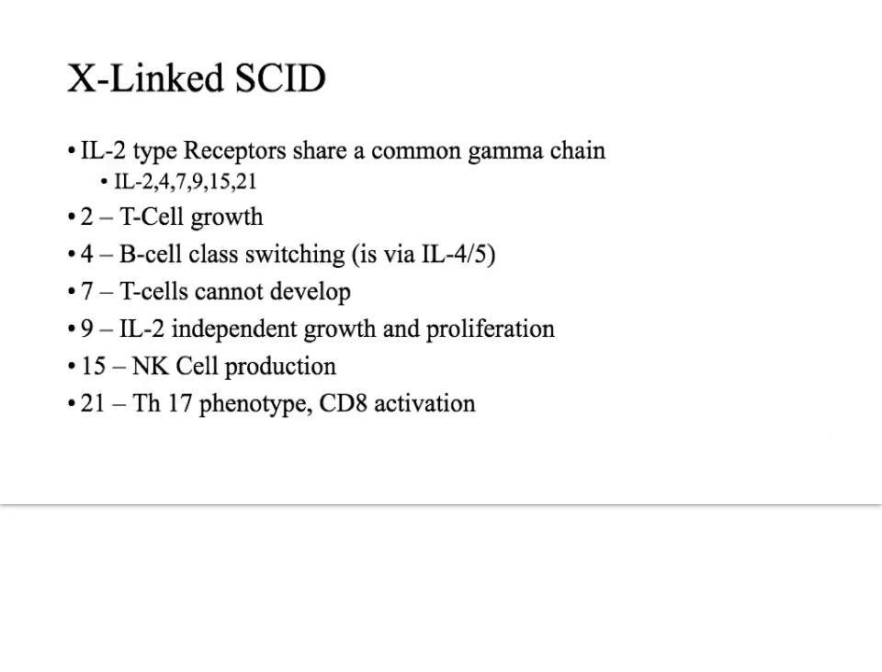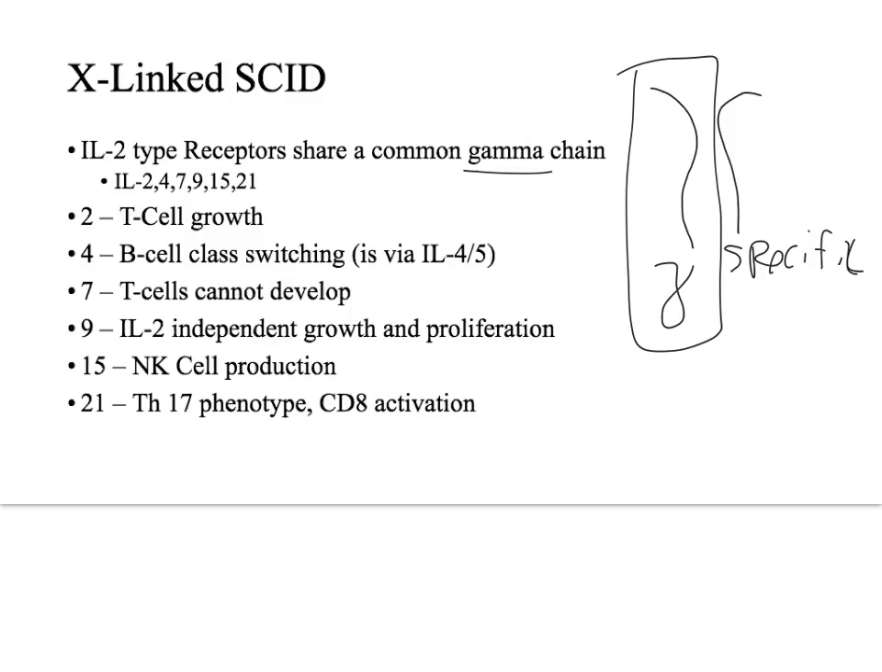So on the X chromosome, we have the gamma chain. I almost said beta chain. We have the common gamma chain for IL-2 type receptors. You remember that in IL-2 type receptors, there are several of them, but many of them will use a common gamma chain and then a specific chain. So this common gamma chain is used in several of the receptors, and then, say, IL-2 would have its own specific chain, but then it would use the gamma chain as well.